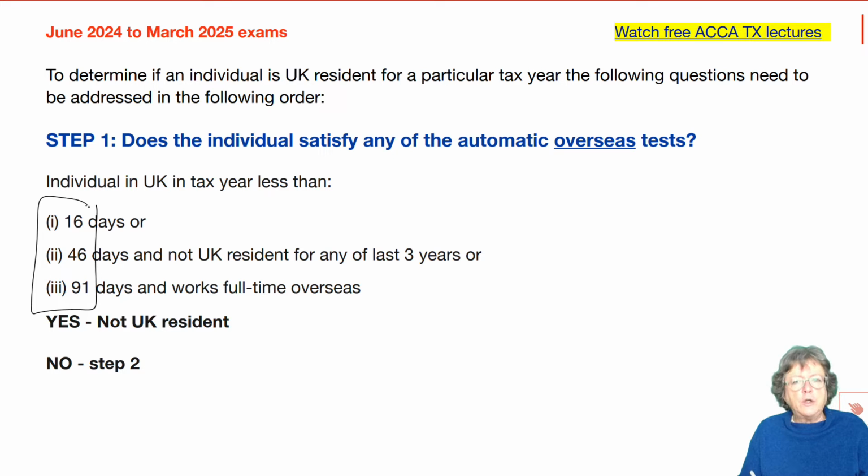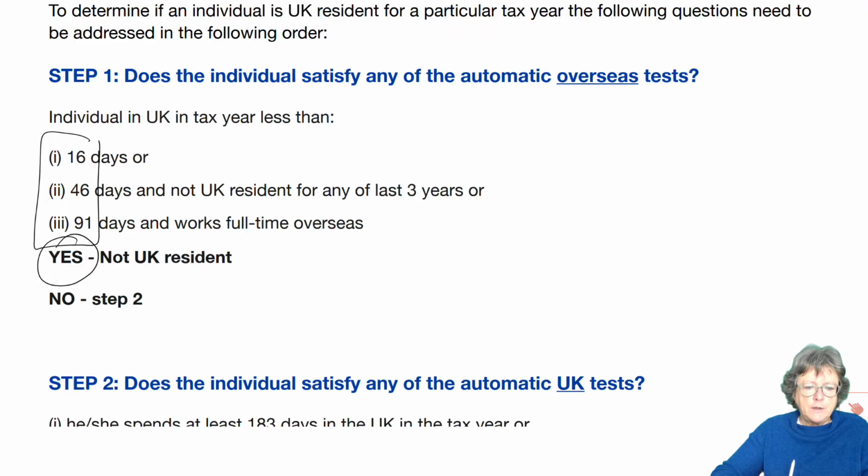91 days and you work overseas. So you're not UK resident. For example, if I had a job and I went to work in, I don't know, France, full time, and I only came home and visited the UK for less than 91 days, then I am not UK resident, and therefore only pay UK income tax on my UK earned income. But as I'm in France and earning over there, then that's not likely to be a problem. So, yep, if you fulfill those criteria, you're not UK resident. If the answer is no, you have to go to step 2.